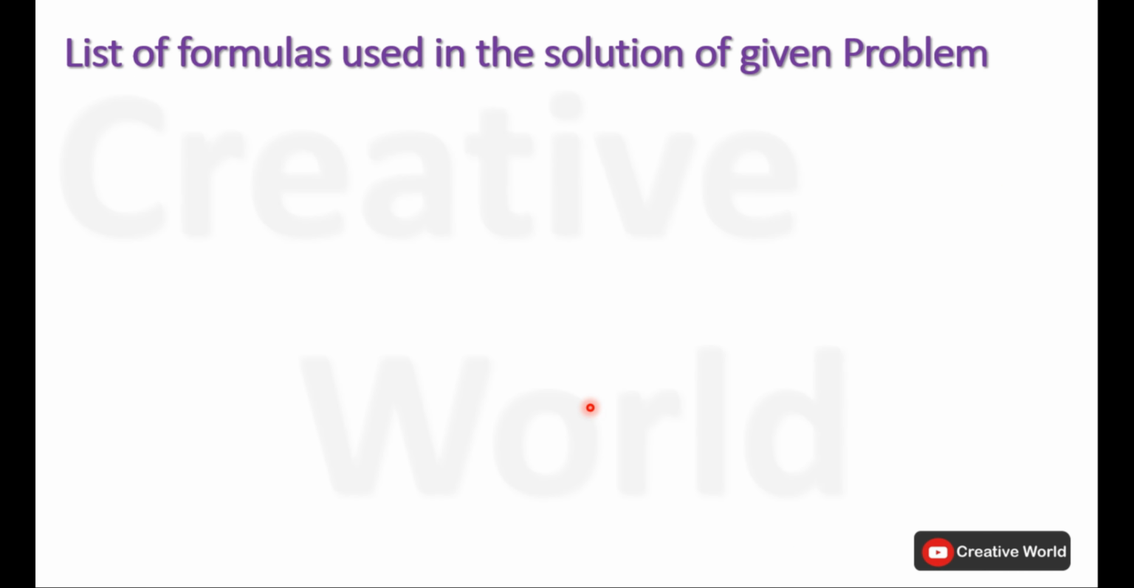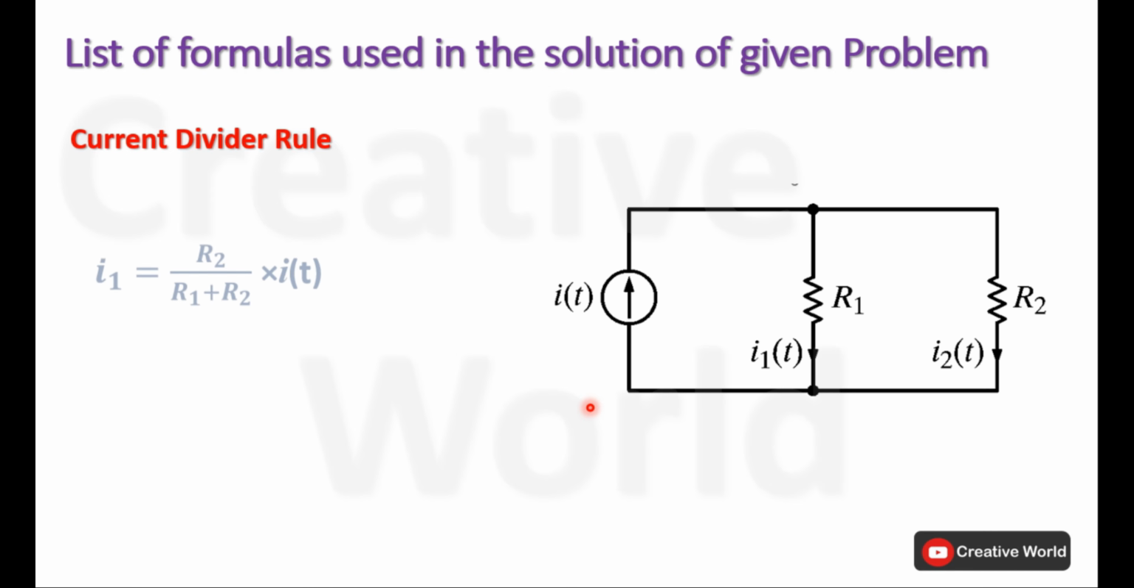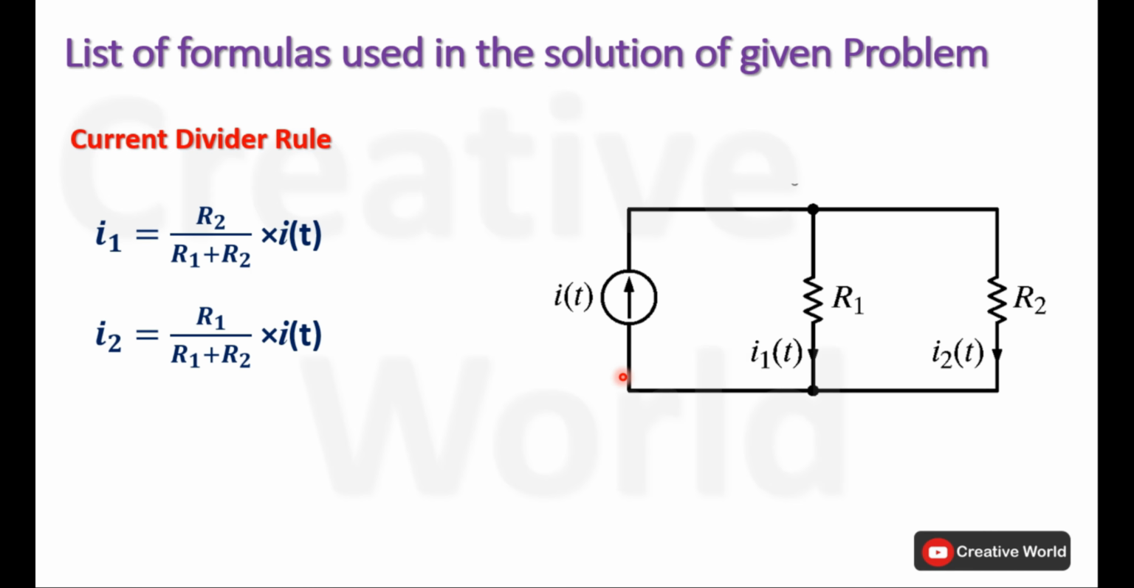While solving this problem, we will be using the current divider rule. Basic equations of the current divider rule for this particular circuit are given here. This equation is for the calculation of current I1 and this one is for I2. Now move towards the problem.